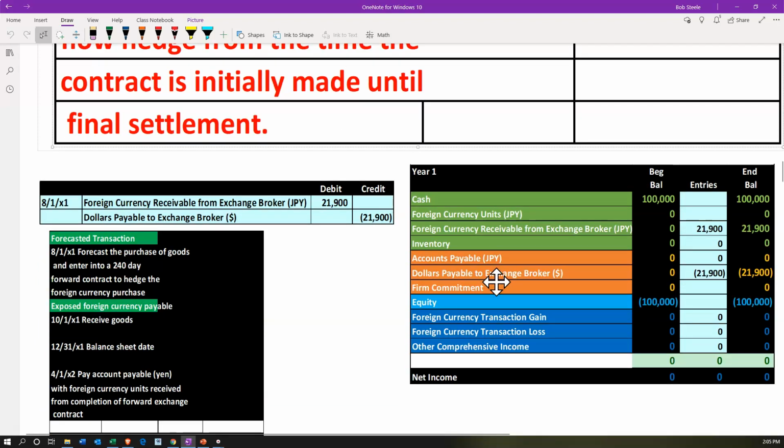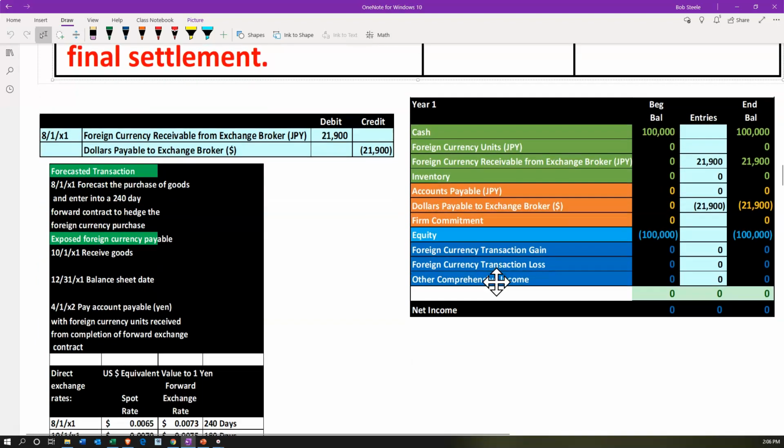Okay, so then we're going to go back into our data. We're first going to say that on 8/1/X1, that's when we forecast that the future transaction is going to take place. We're going to put our forward exchange contract on the books at that point in time, resulting in basically an asset or receivable and a liability or payable. The asset is going to be the foreign currency receivable from the exchange broker in yen. So at the end of this, 240 days later, we will get the 3 million yen, which we have to currently value in US dollars, which we will do and get to the 21,900. We'll take a look at that calculation shortly.